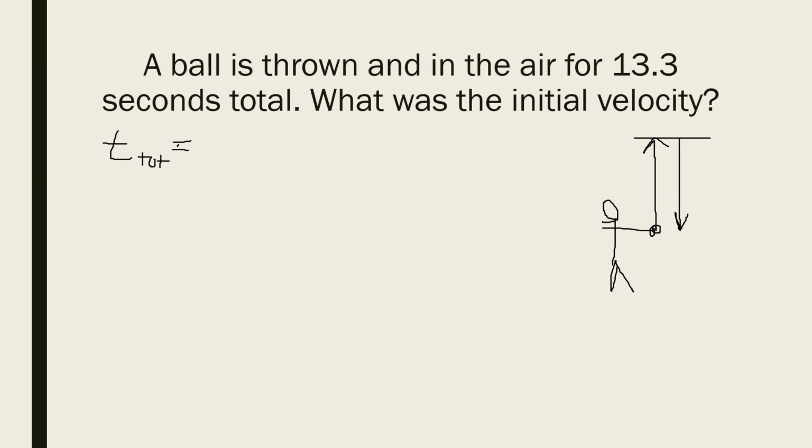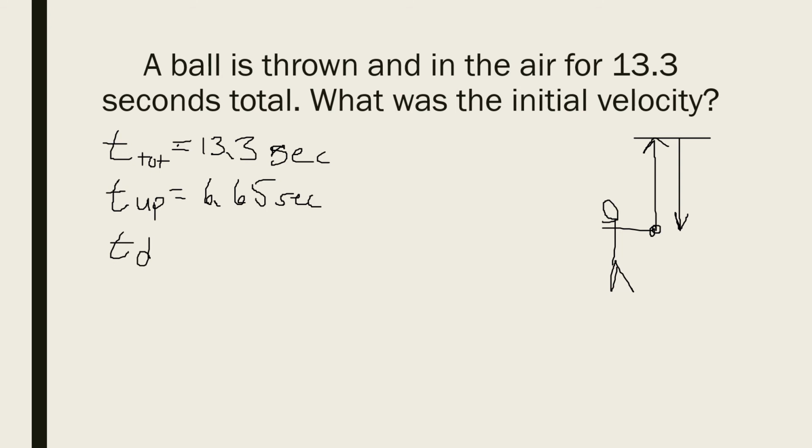If I know that the T total is 13.3 seconds, I know the first rule of vertical throwing. It says half the time is up and half the time is down. That's what the first rule of vertical throwing said. I don't know why I need to do the hand gestures. I'm not recording myself. But half the time is up and half the time is down. So 6.65 seconds up and 6.65 seconds down. Half. You just divide it by 2.